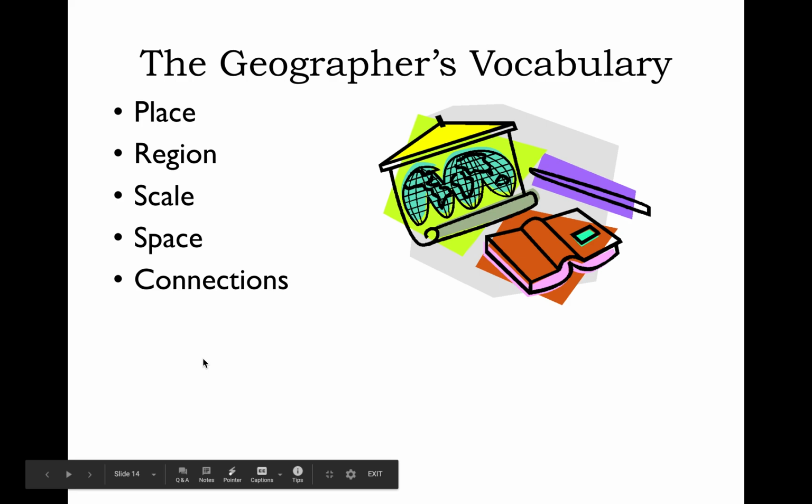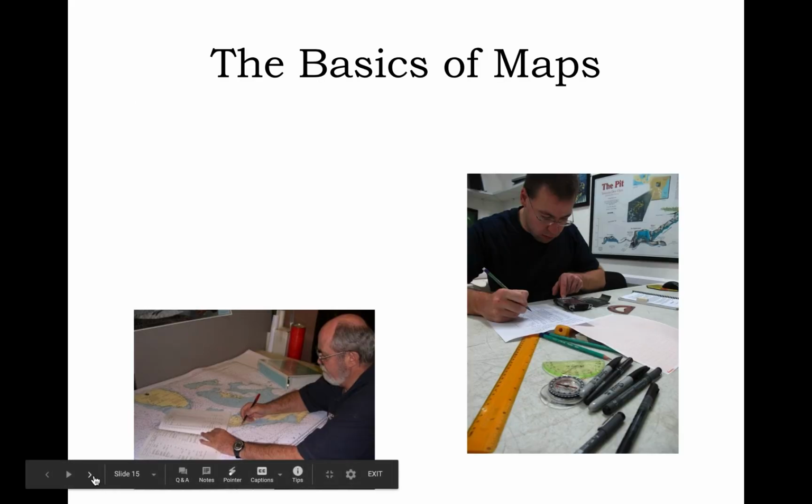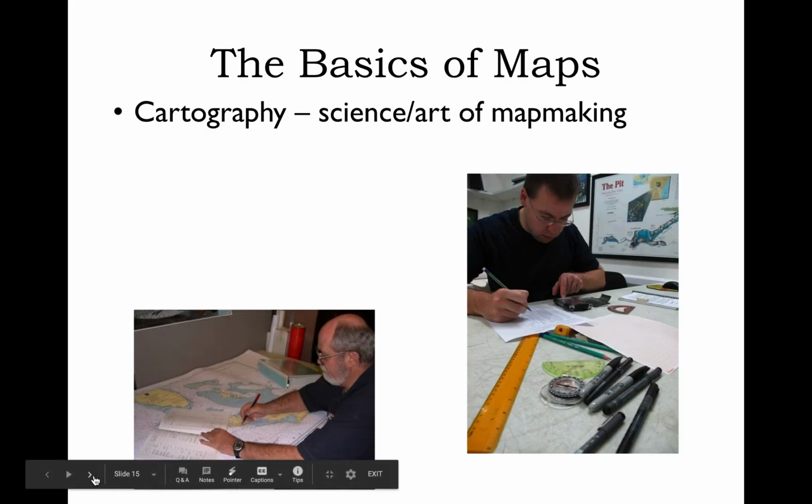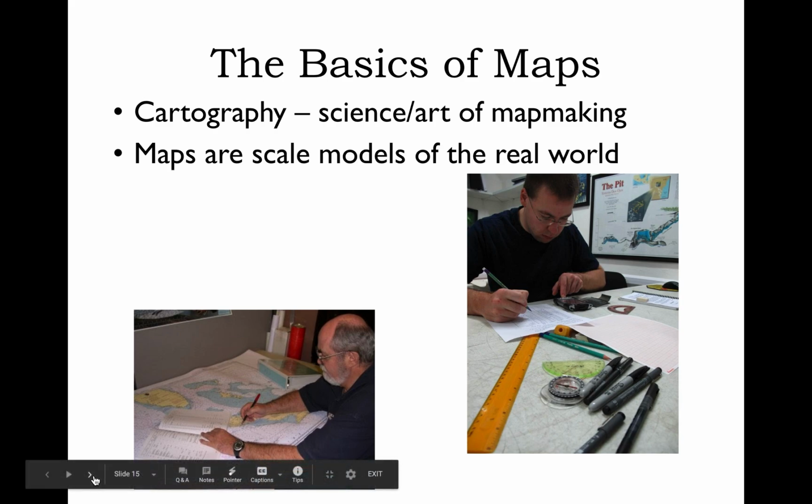Geographical vocabulary. You'll need to know place, region, scale, space, and connections. Cartography is the science of map making. A cartographer is a map maker. Make sure you distinguish between cartography and cartographer. Maps are scale models of the real world.